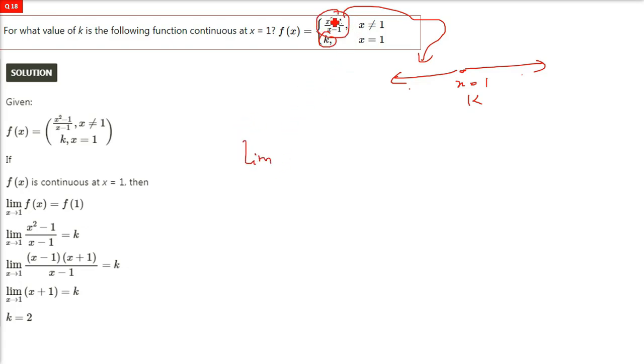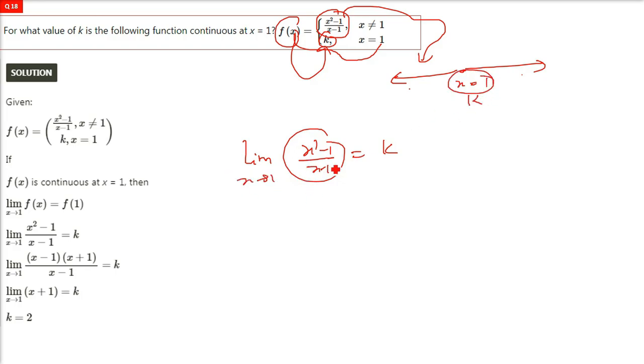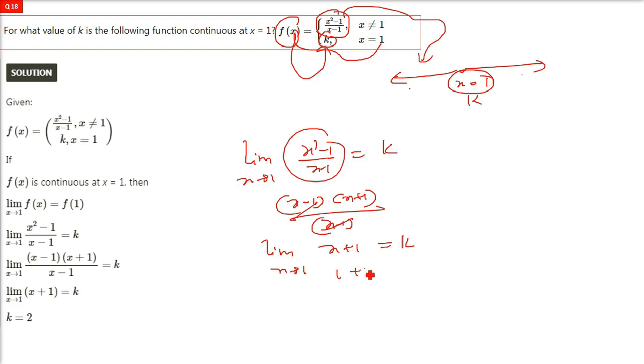So just see here, we'll apply the limit and then we'll just equate it to k. So the function value at 1 is k, and the limit is, because we know this limit we have already done, x square minus 1 by x minus 1. The x square minus 1 can be written as x minus 1 into x plus 1, and this is divided by x minus 1, and this is equal to k. So x plus 1 is equal to k, and when we apply the limit x tends to 1, just replace x by 1. 1 plus 1 is 2, so k is equal to 2. This is your answer.